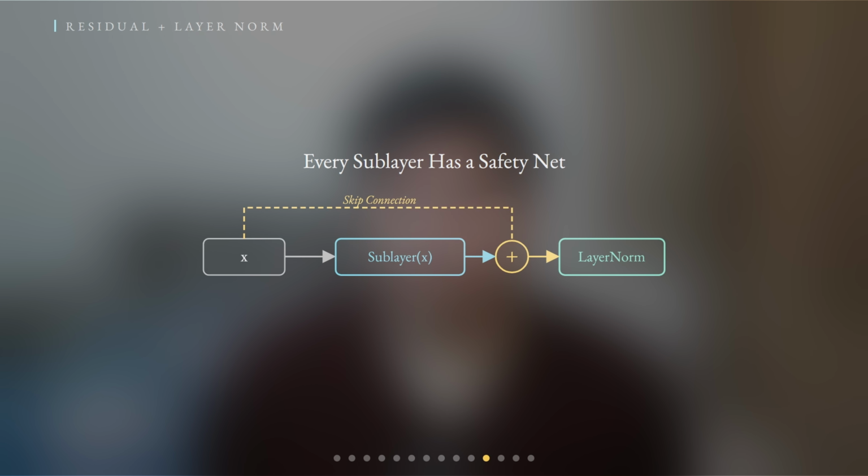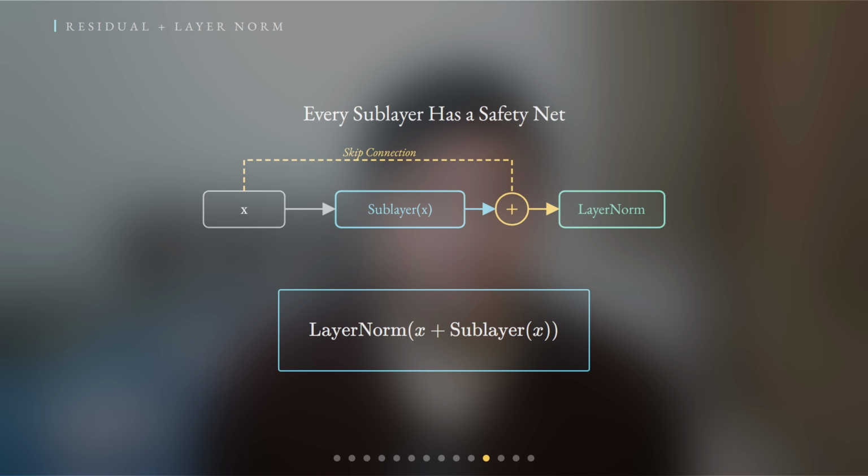A copy of the original input bypasses the sublayer entirely and meets the sublayer's output at the addition point. This means the output of each sublayer is the original input, plus whatever the sublayer learned. If the sublayer learned nothing useful for a particular token, the information still passes through unchanged. After the addition, layer normalization stabilizes the values. Without normalization, as you stack 6 or more layers, the numbers can grow very large or very small. Layer normalization keeps the values in a well-behaved range.